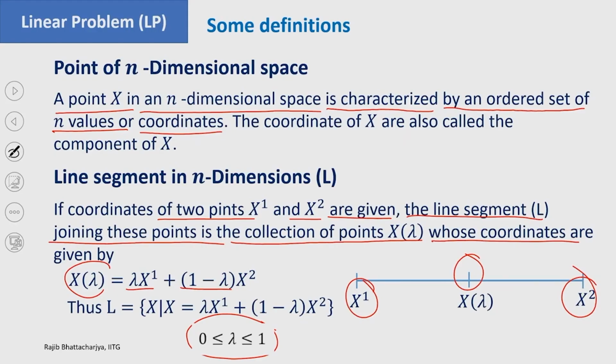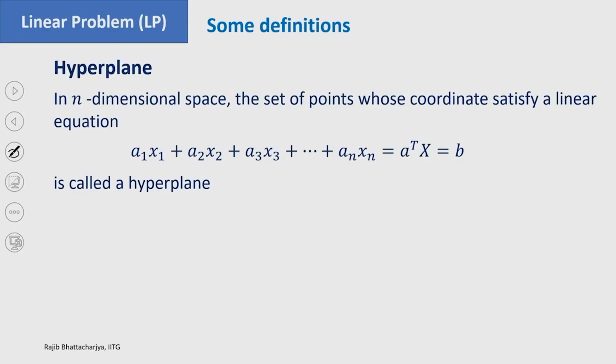So, line segment in n dimensions. If coordinates of 2 points x 1 and x 2 are given, the line segment L joining these 2 points is the collection of points x lambda whose coordinates are given by this particular equation. I hope this is clear to you.